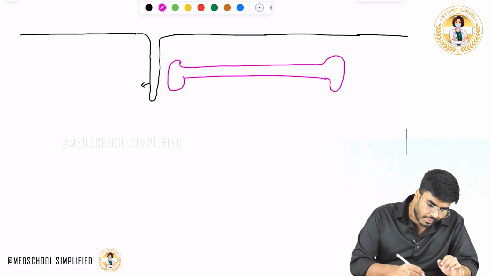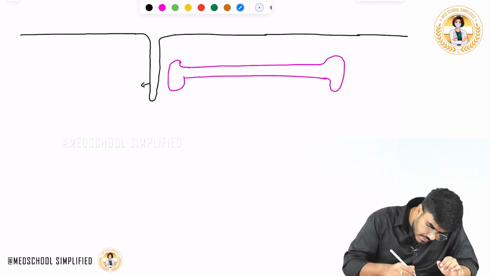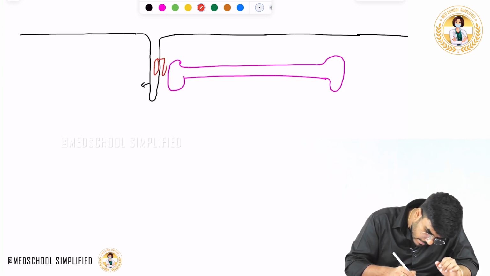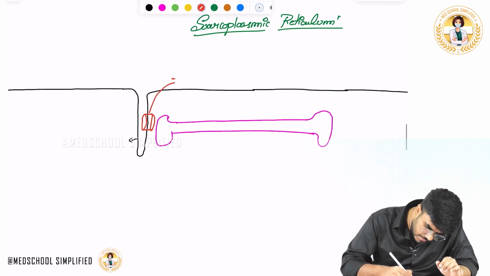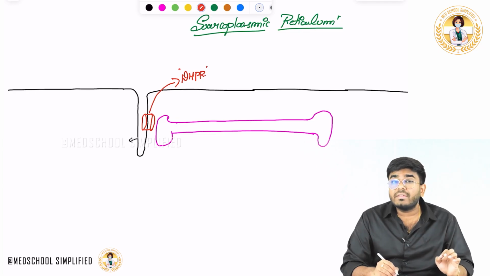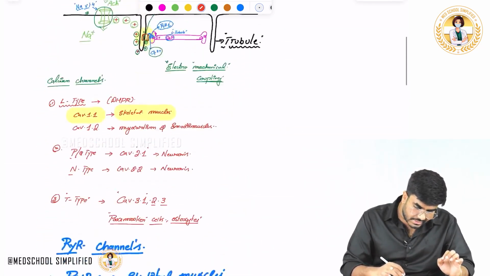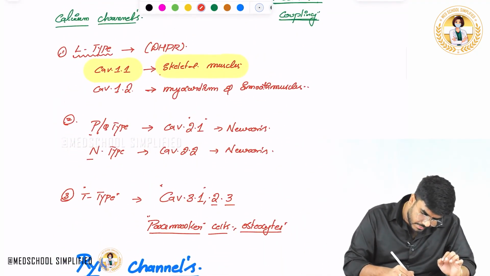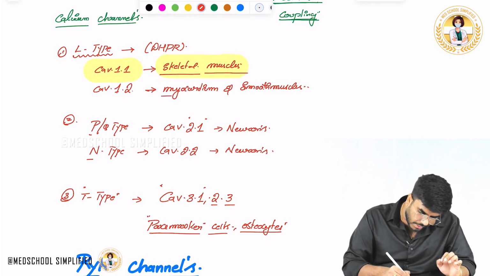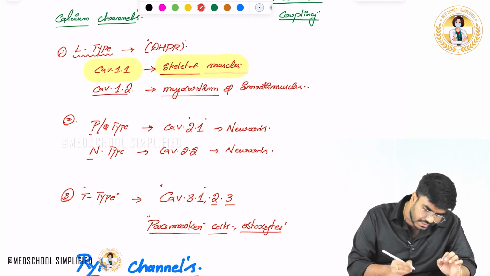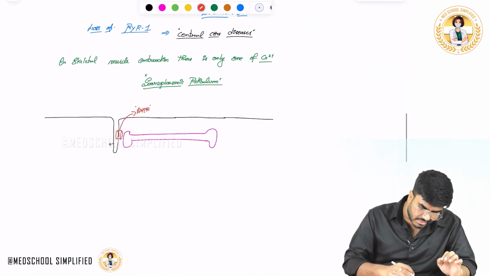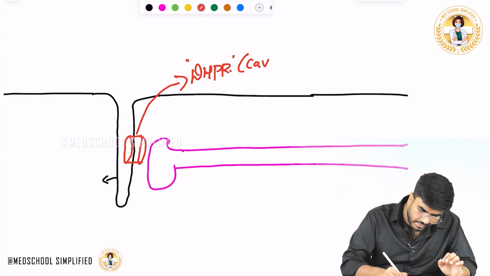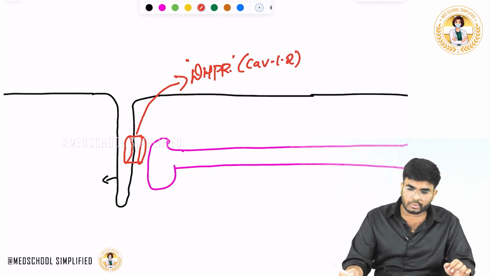Now on the myocardium, you should tell me what channel is present. This channel which I am showing here is called the DHPR channel. But which kind of DHPR? In the skeletal muscles, I have told you it will be CAV 1.1, but on the myocardium, what is the type of DHPR channel present? That is CAV 1.2, a voltage gated calcium channel.